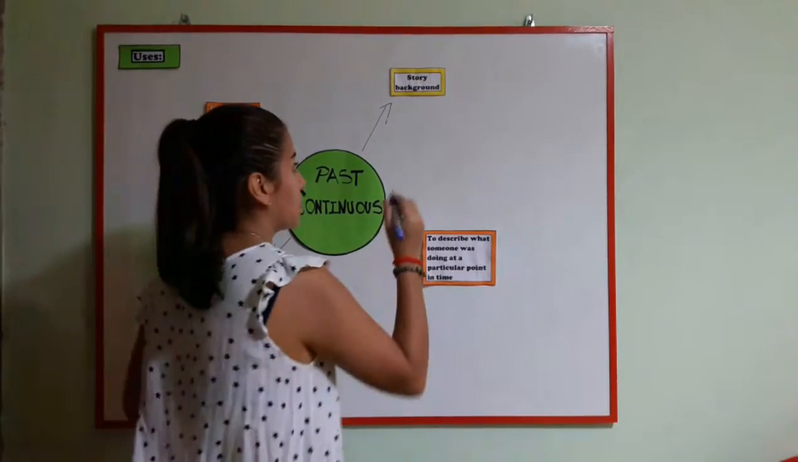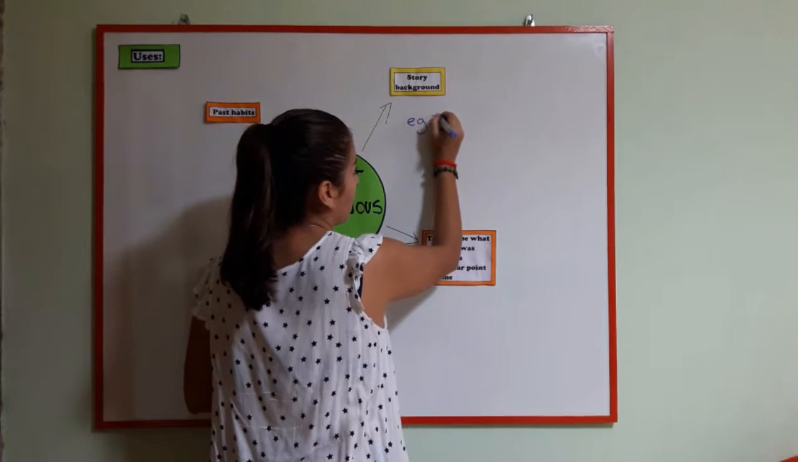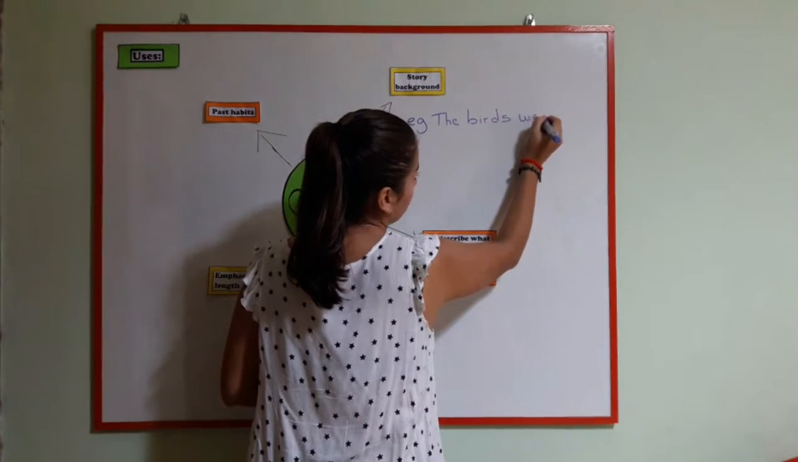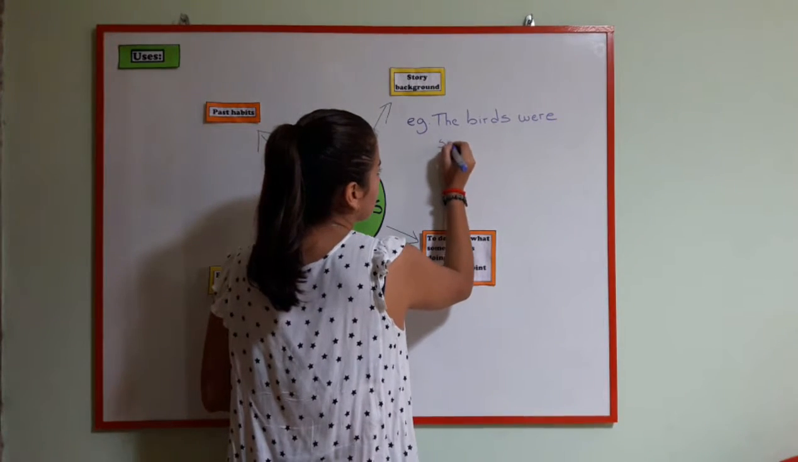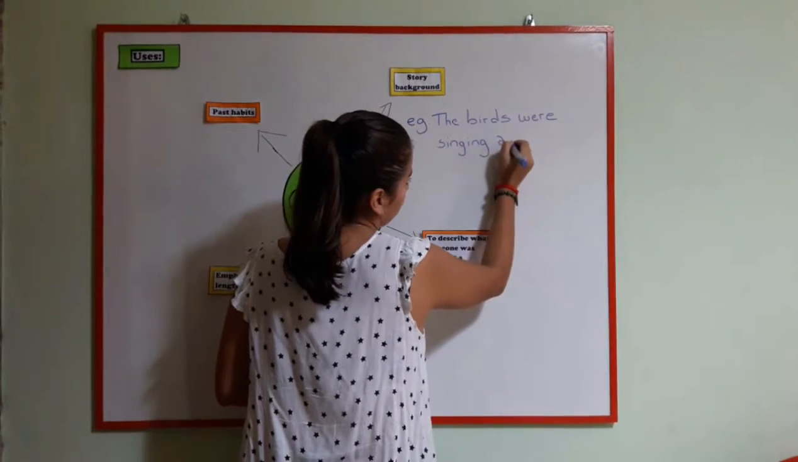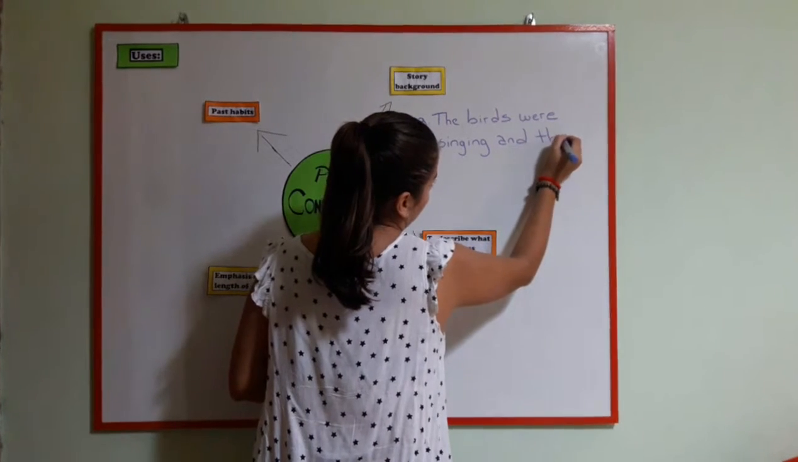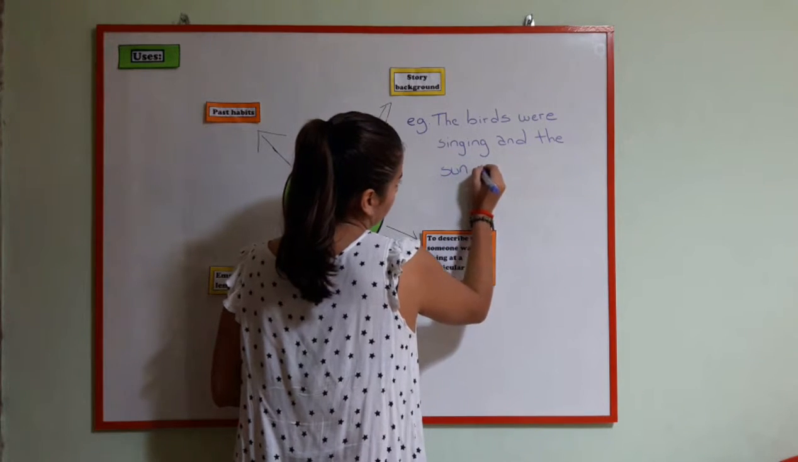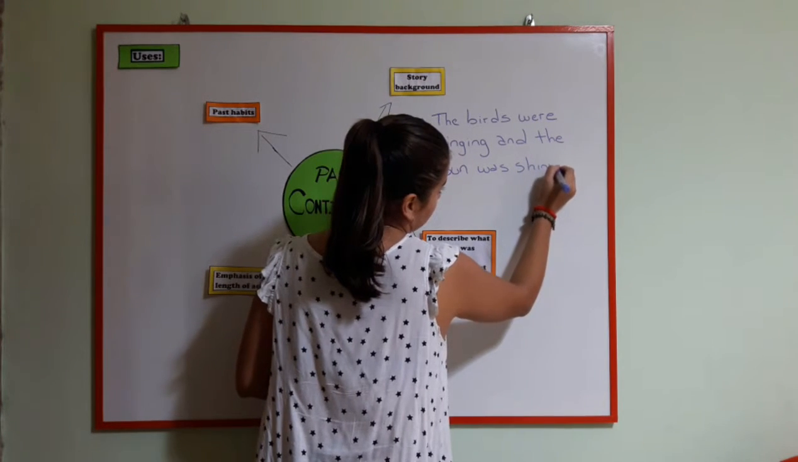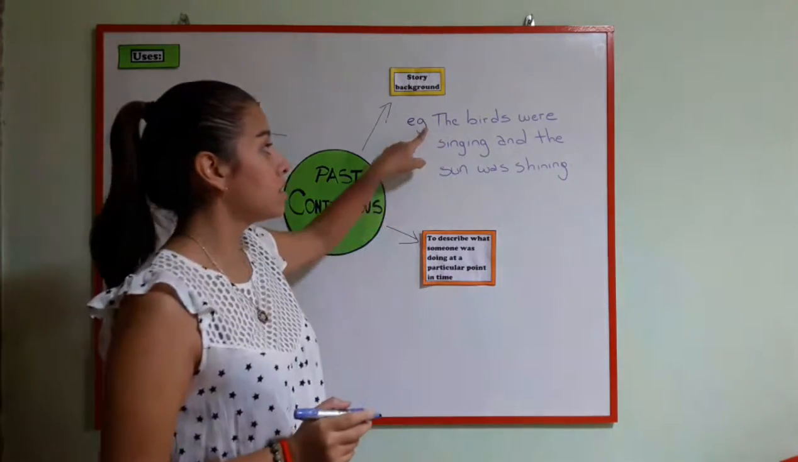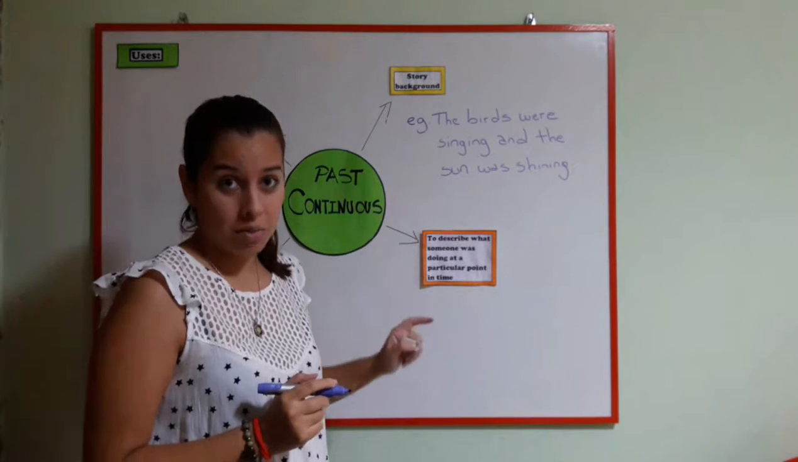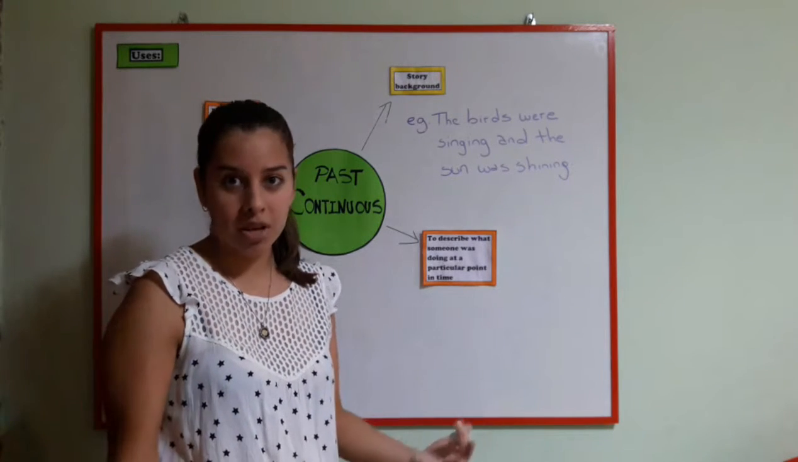For example, the birds were singing and the sun was shining. Yes, the birds were singing and the sun was shining. We are describing what the environment looked like.